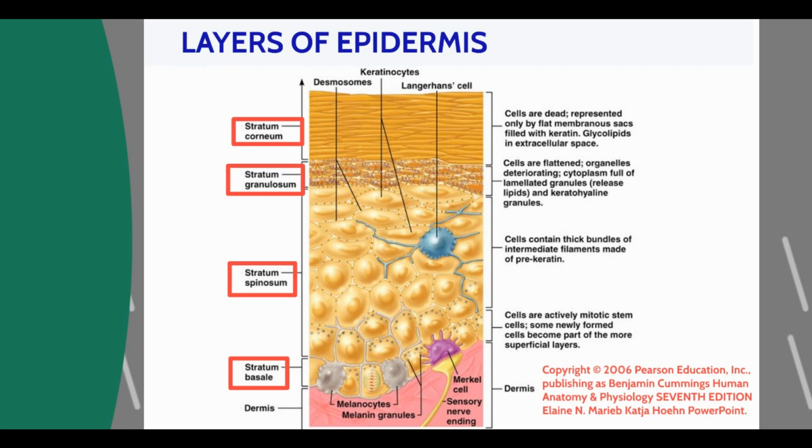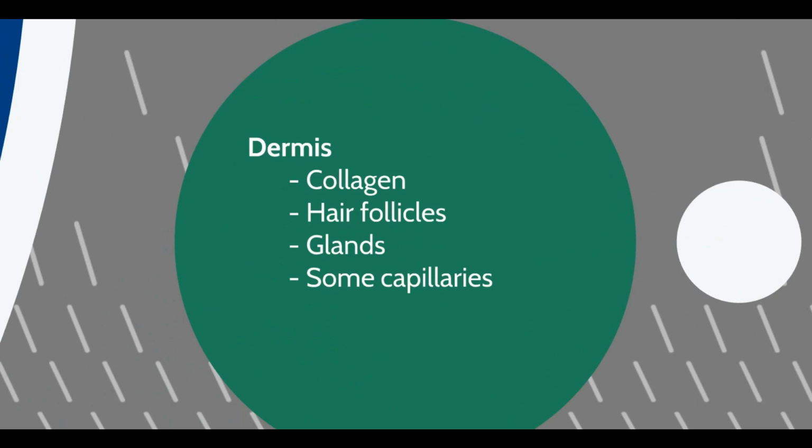This is called the stratum basale. All right, so the four layers in review. Outermost layer is the stratum corneum. The next is the stratum granulosum. The next is stratum spinosum, and the fourth and final layer of the epidermis is the stratum basale. I like basil.